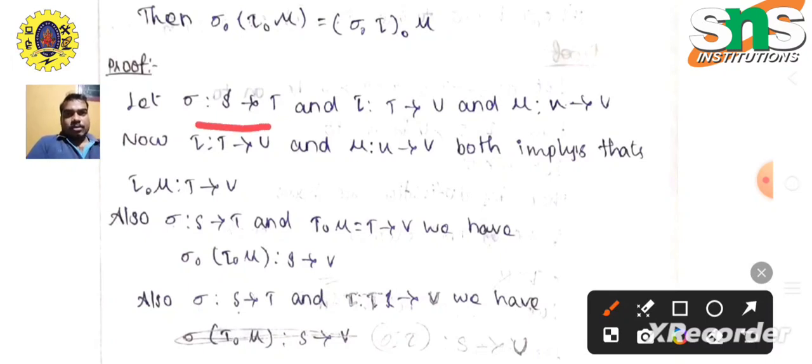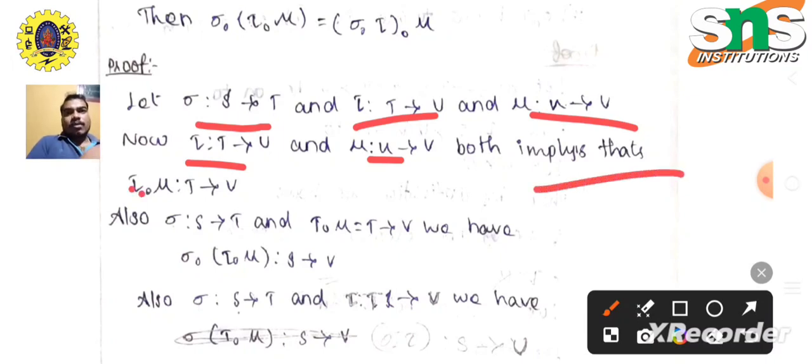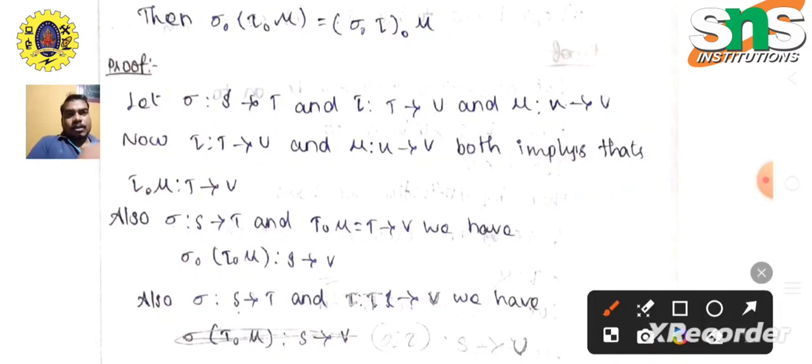Let sigma from S to T, tau from T to U, mu from U to V. Now tau from T to U and mu from U to V both imply that tau dot mu is a mapping from T to V. Also, sigma is from S to T, therefore tau dot mu is from T to V.